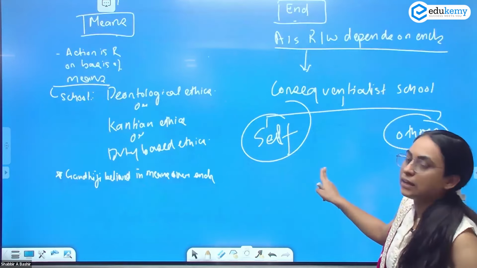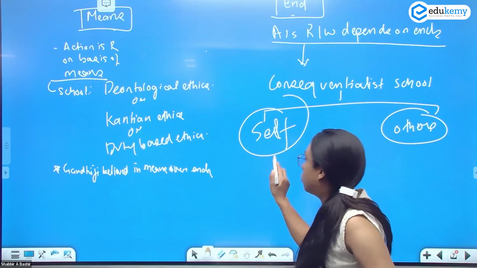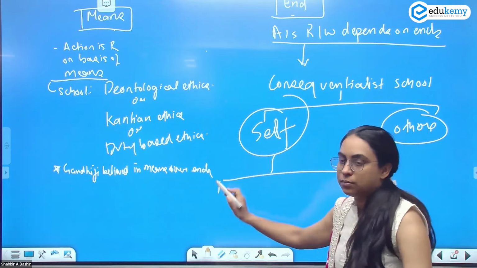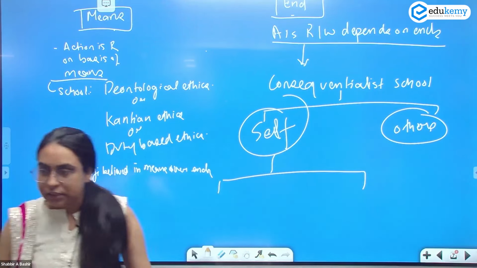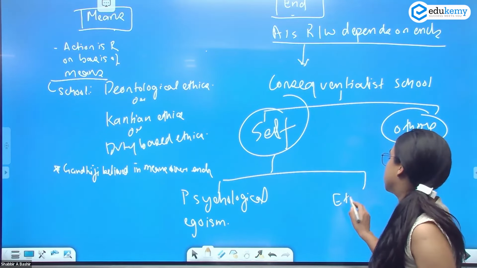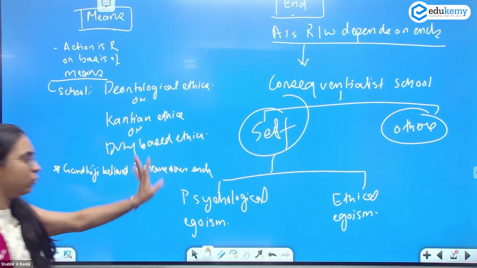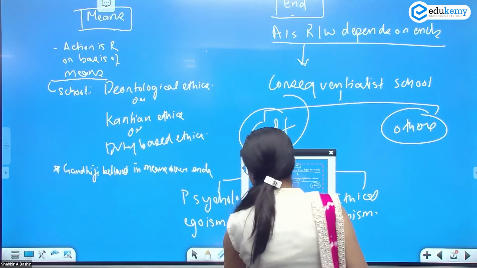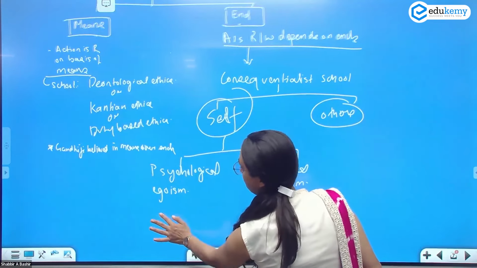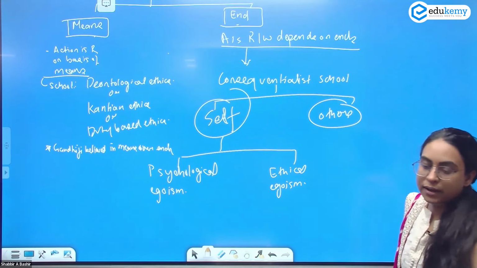Self happiness के लिए क्या है? Self happiness के लिए दो school है. There are two schools. Please write. The psychological egoism, ethical egoism. ठीक है. Psychological egoism में ऐसा बोल, चलो इसको डिटेल में नहीं करते हैं, अभी के लिए सिर्फ चार्ट बनाते हैं. Let's not complicate it. Psychological egoism and ethical egoism.